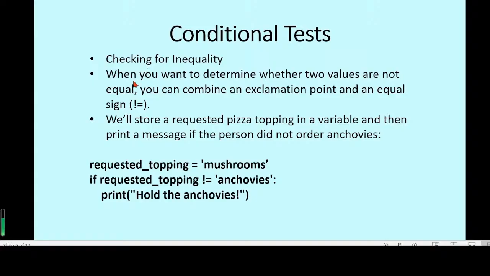Checking for inequality. When you want to determine whether two values are not equal, you can combine an exclamation point and an equal sign. So this means not equal. We will store a requested pizza topping in a variable and then print a message if the person did not order anchovies. So this is requested topping with the value mushroom. If requested topping is not equal to anchovies, then we'll print hold the anchovies.